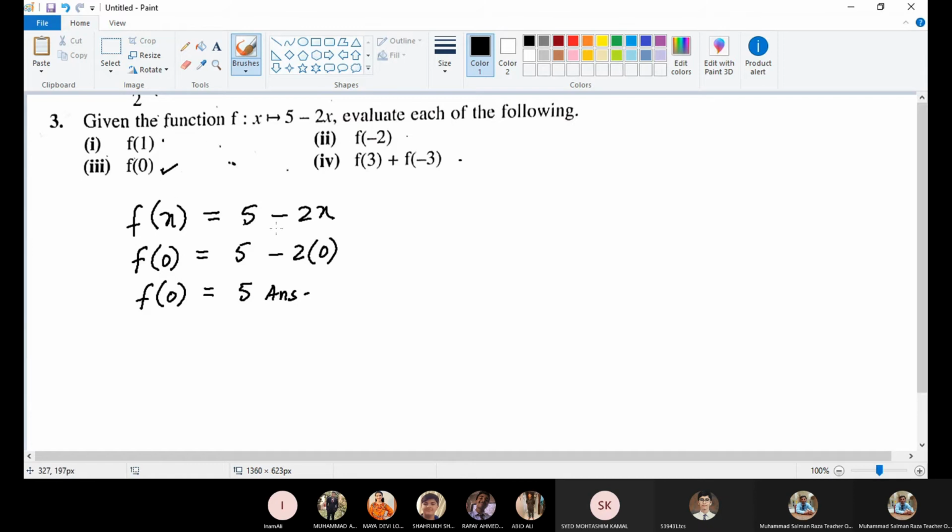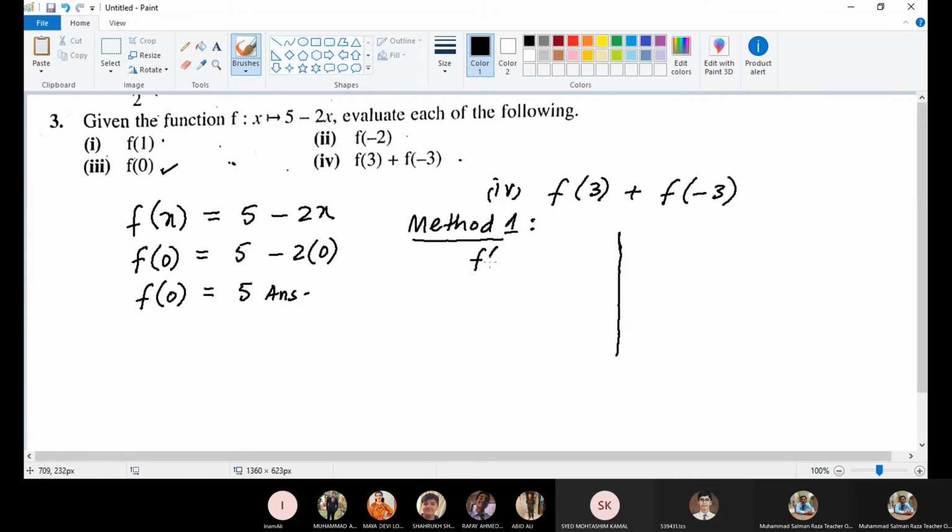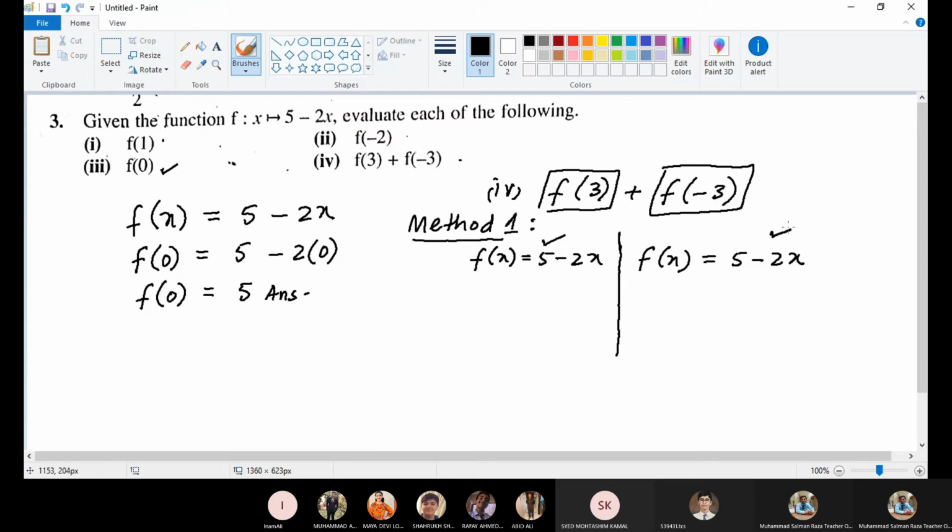So parts number 1, 2 and 3 will be solved in the same way, where part number 4, which is f of 3 plus f of minus 3, will be solved in 2 different ways. So method number 1. Now it depends on you which method you are going to apply. So I am going to write the function f of x equals 5 minus 2x, and the function f of x equals 5 minus 2x again. I'll write it separately, because these two are separate questions: one for which I'll apply this one, and the other for which I'll apply this one.